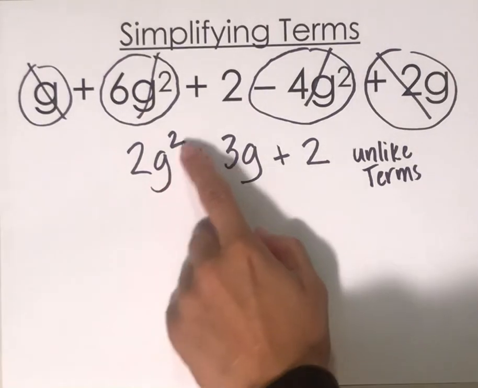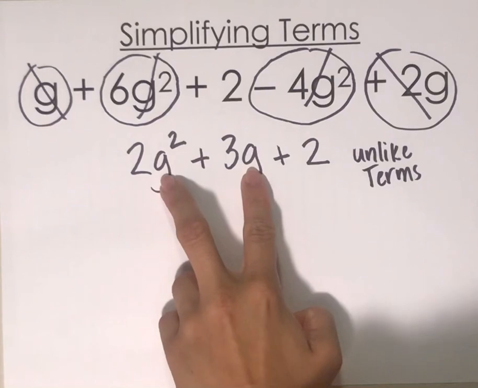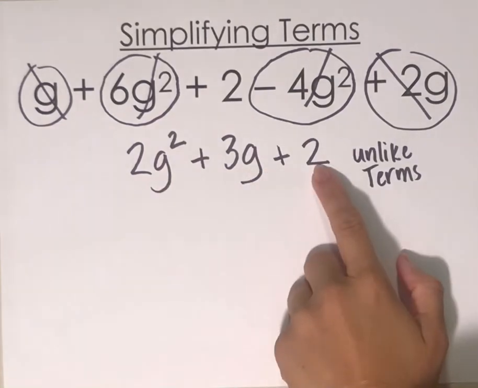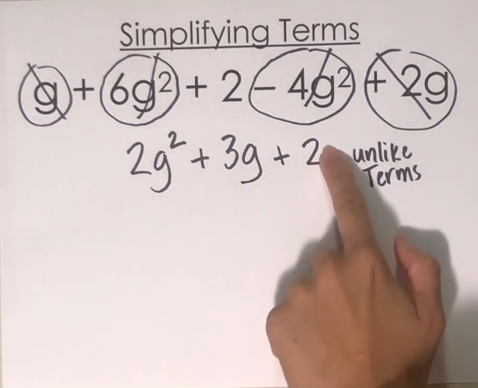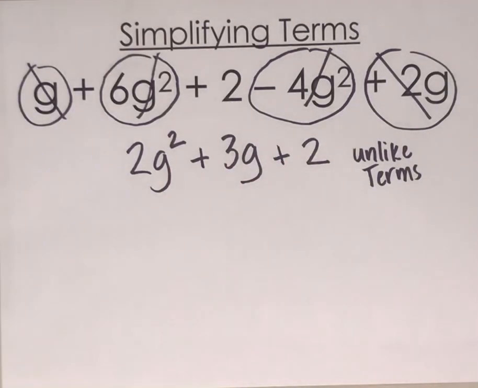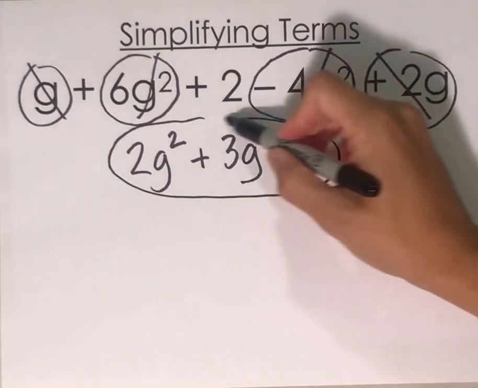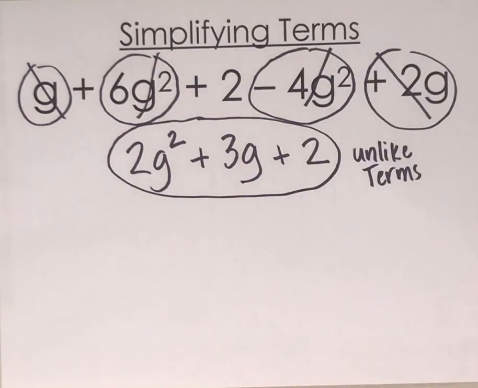So see how that has a g squared and a g? These are unlike terms because they're not the same. And then do you see how this 2 has no g or no letter after it? So this cannot be combined with any of those. So now this is our final answer, which is 2g squared plus 3g plus 2.